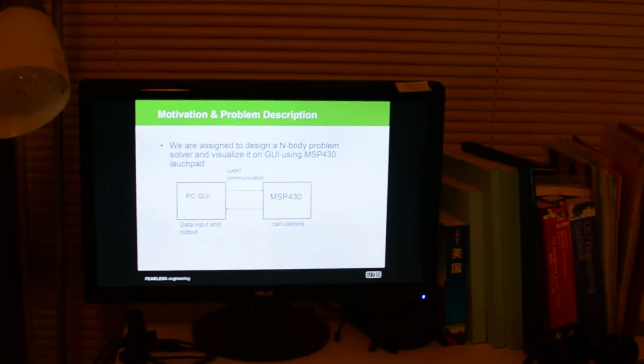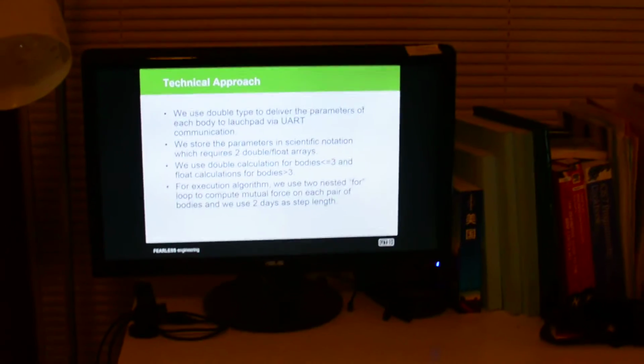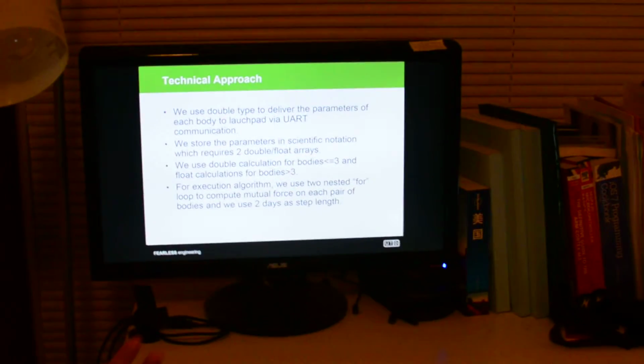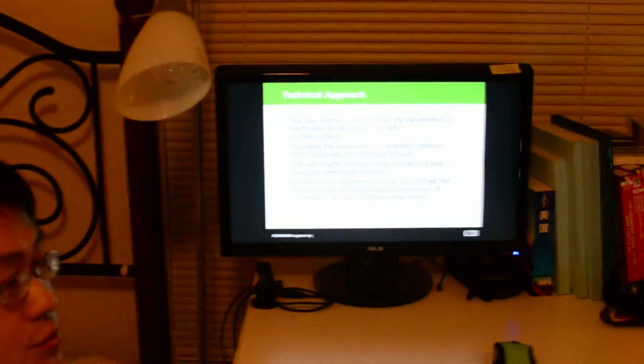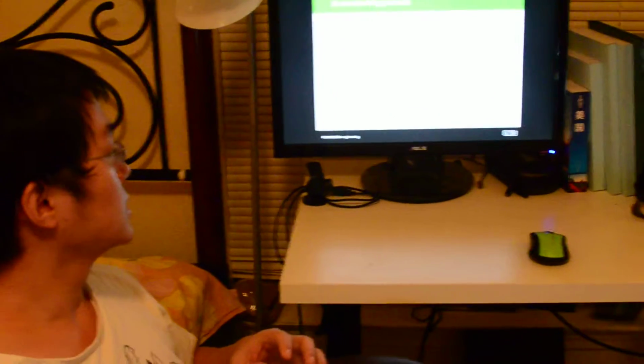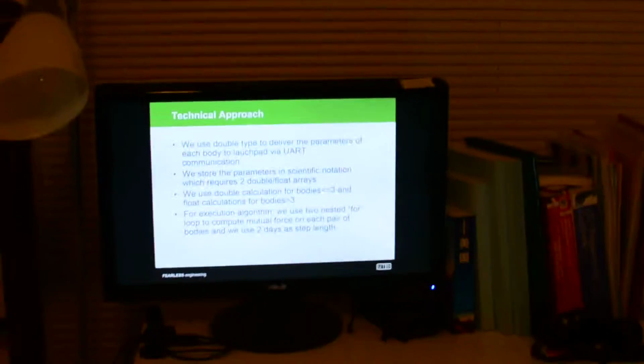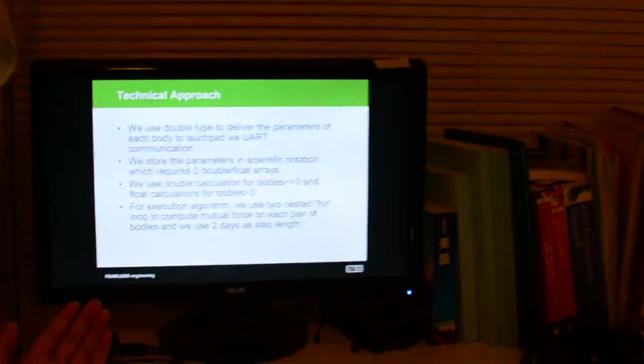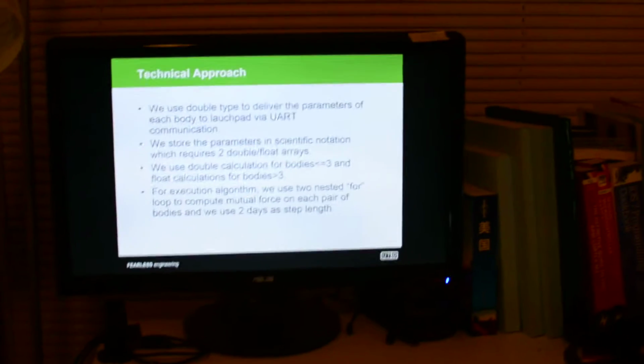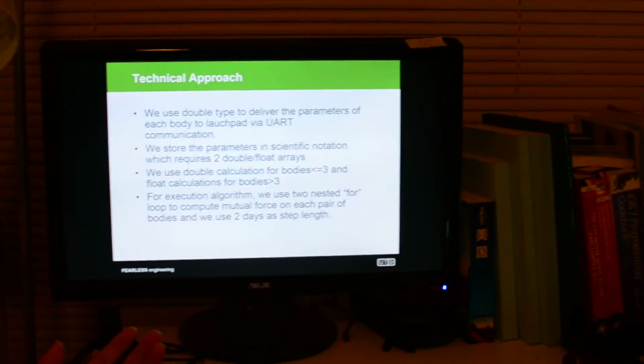So the technical approach we're using in this project: first, we use the double type to deliver parameters of bodies to the Launchpad, and we store the parameters in scientific notation, which requires 2 double or float arrays for the base number and the power exponent.